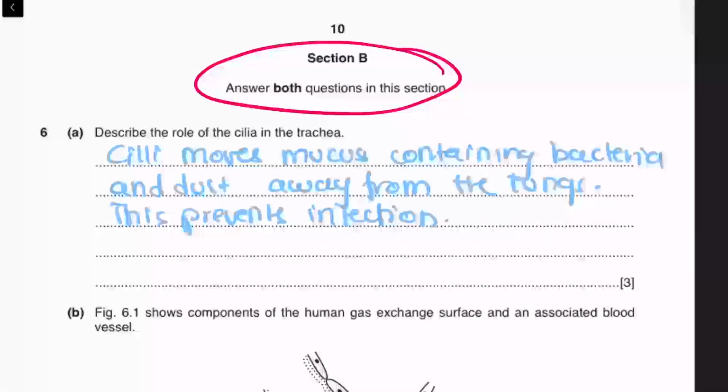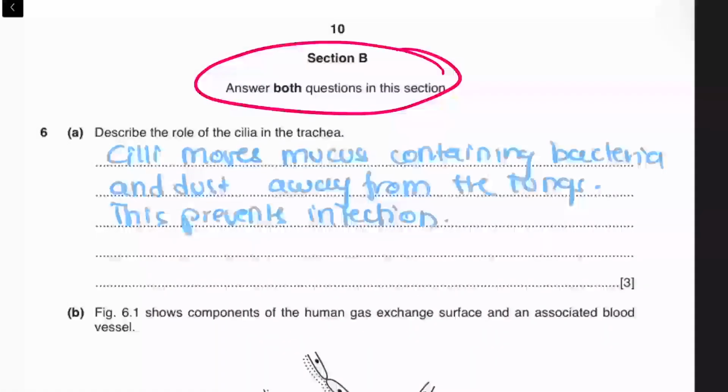So what if they swallow them again? If they swallow the mucus, it's destroyed. Why is swallowing mucus containing bacteria not harmful? Because our stomach contains hydrochloric acid that kills the bacteria. So swallowing the mucus does no harm, because the acid in the stomach can destroy the bacteria.